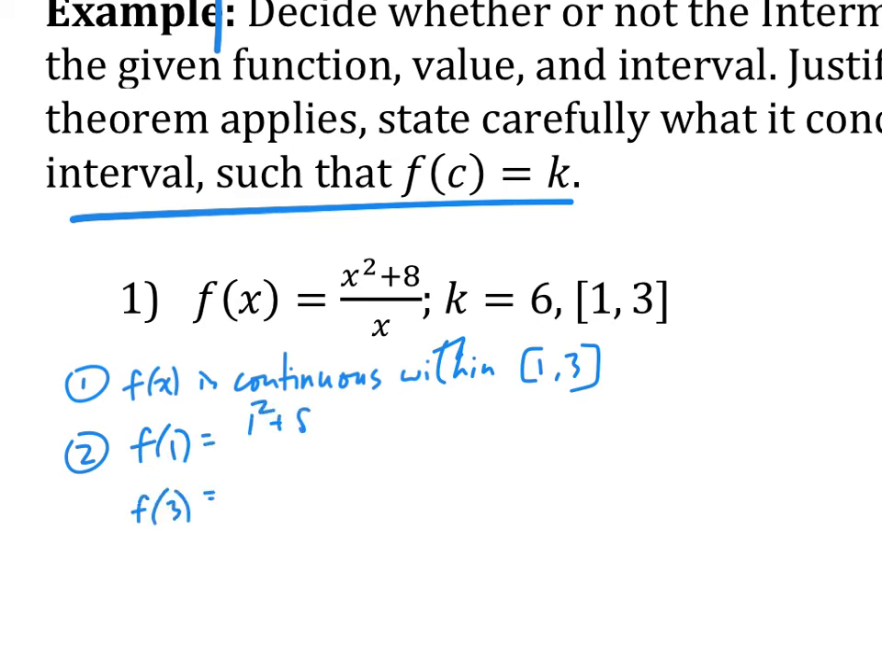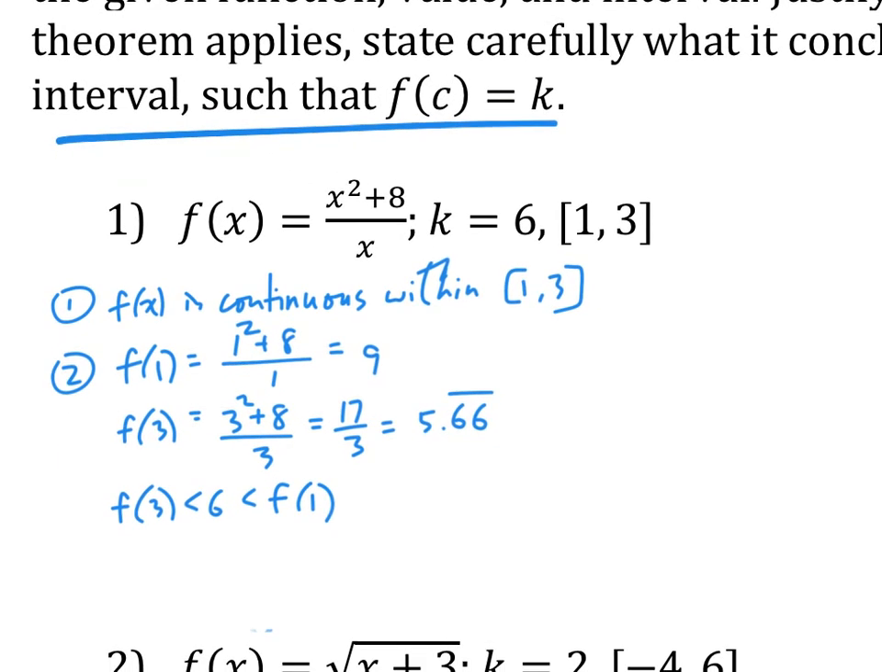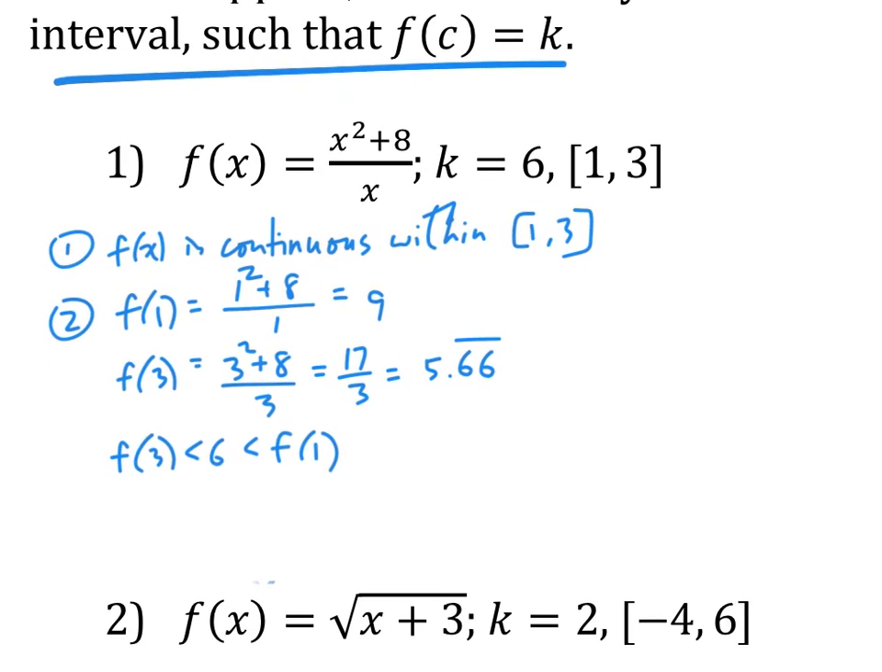1 squared plus 8 over 1, that is 9. And then 3 squared plus 8 over 3, that is 17 over 3, which is about 5.66. So is 6 in between? Yes. 6 is in between. F of 3 is the smaller, and then F of 1 is the bigger. Be careful of that. It's not always the first one is smaller than the second one. So can we apply IVT?